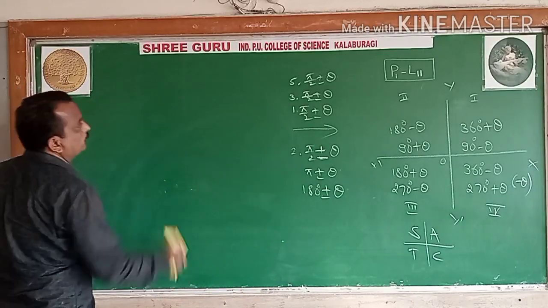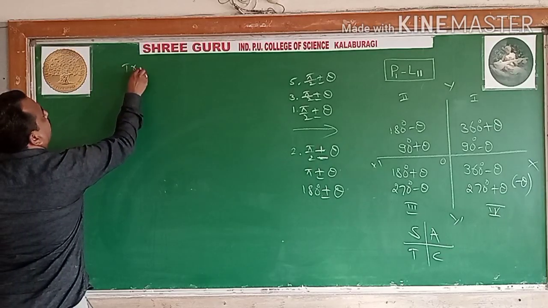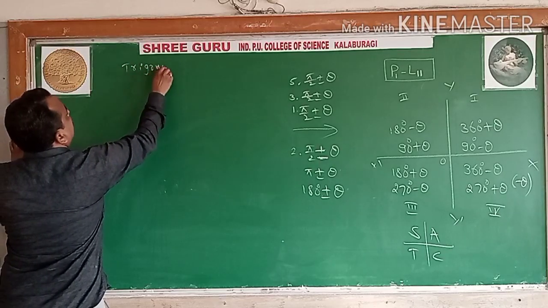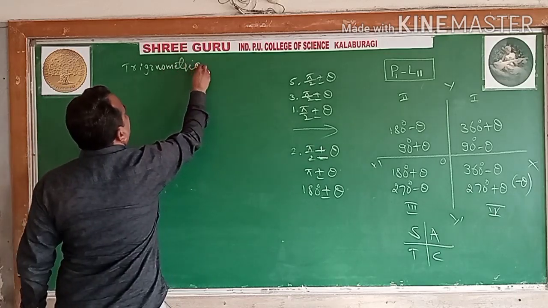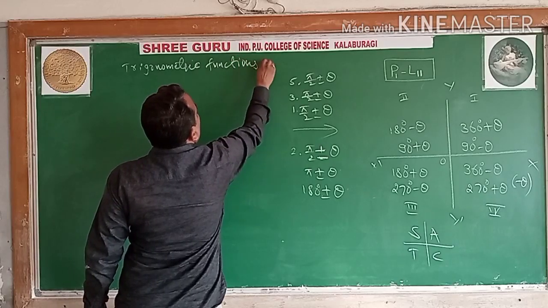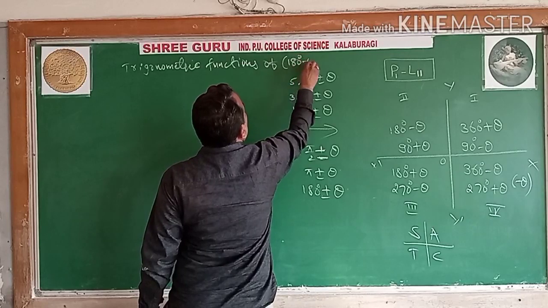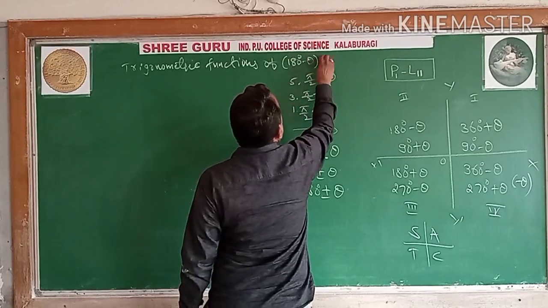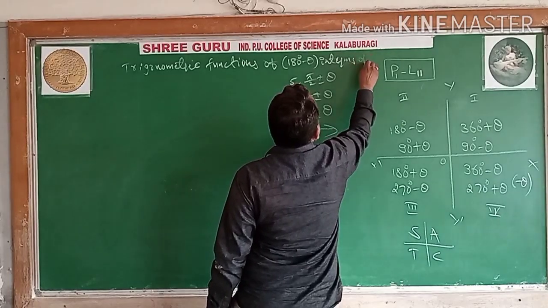Now let us come to the next one. Trigonometric functions of 180 degree minus theta in terms of theta. Next angle is in terms of theta.